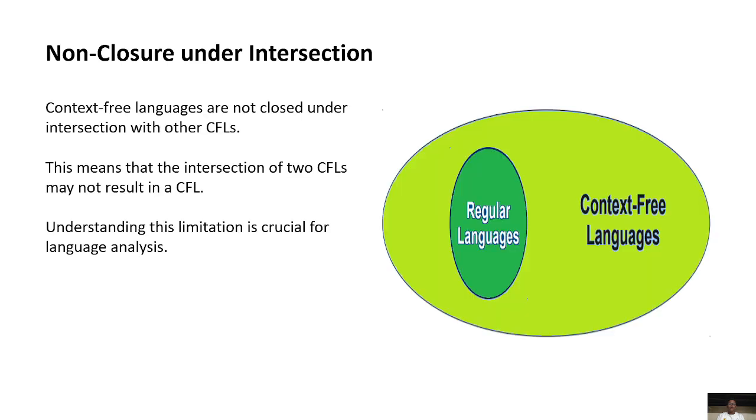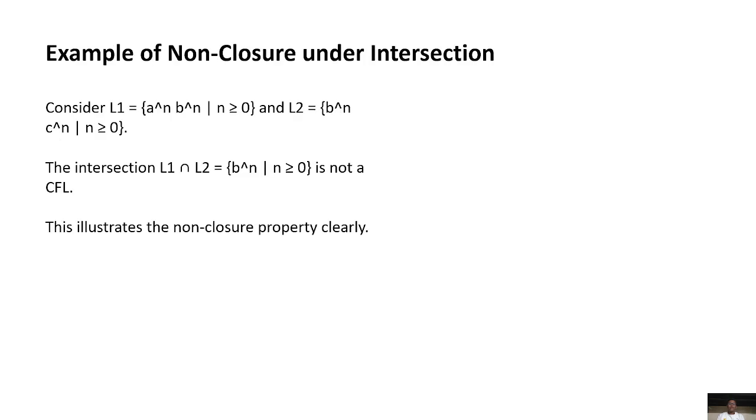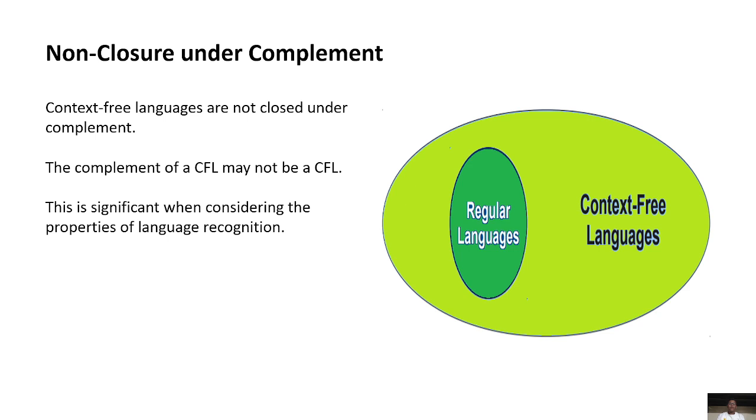Non-closure under intersection. Context-free languages are not closed under intersection with other CFLs. This means the intersection of two CFLs may not result in a CFL. Understanding this limitation is crucial for language analysis. Example of non-closure under intersection: this illustrates the non-closure property.